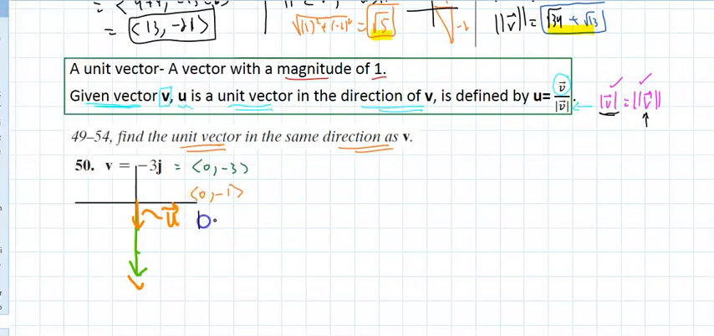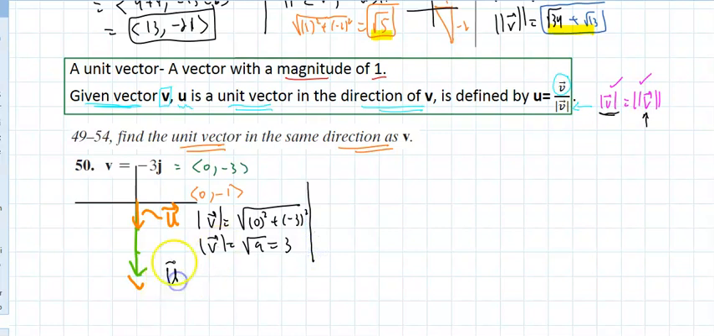Well, what is the magnitude of vector V? If I just want to use the formula, isn't that the square root of 0 squared plus a negative 3 squared? Wouldn't that be just the square root of 9, which is 3? Remember, you can't have plus or minus in vector land. And didn't we go by the formula and said U is actually whatever V is divided by its magnitude?